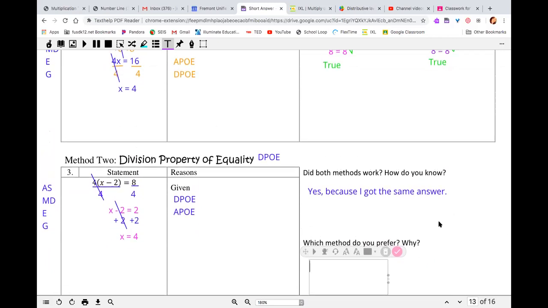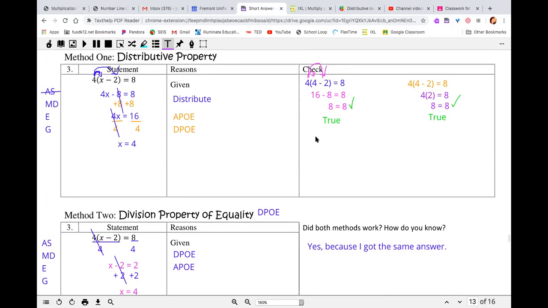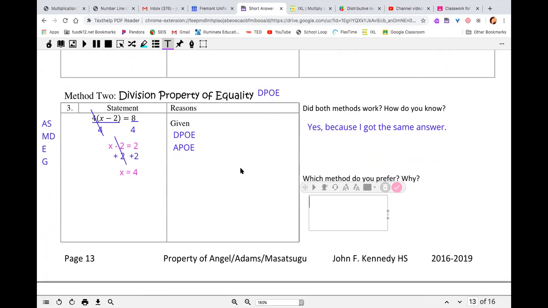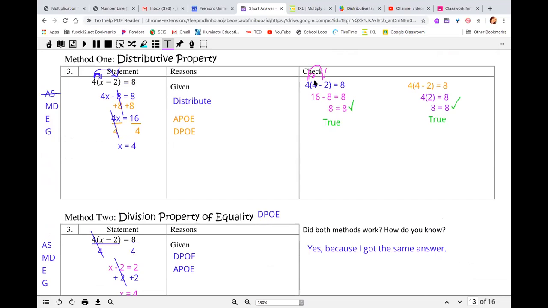I typically would go with the one that is easier for me to understand. Because to do distributive property, we had to go review it and it had to teach us how to do it. This one, DPOE, is something we already knew how to do. But it's up to you, because a couple of us said, yeah, we like distributive property easier.